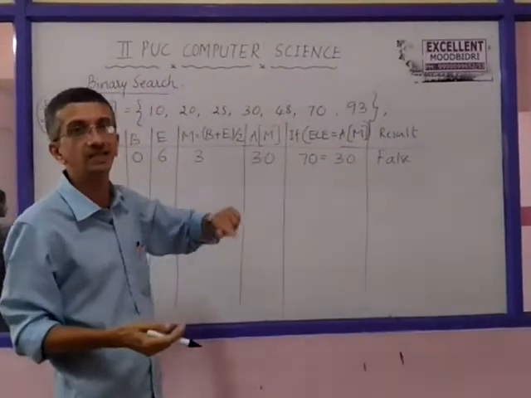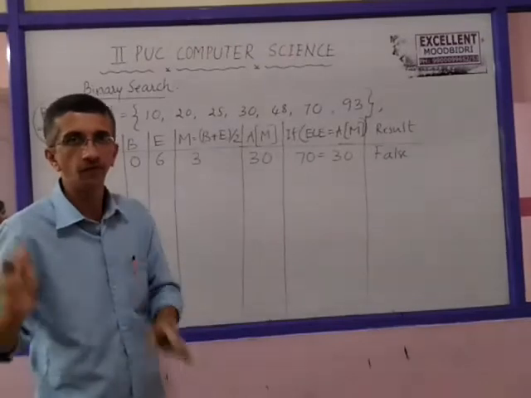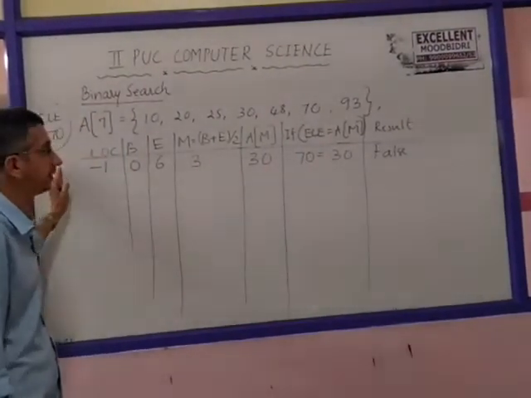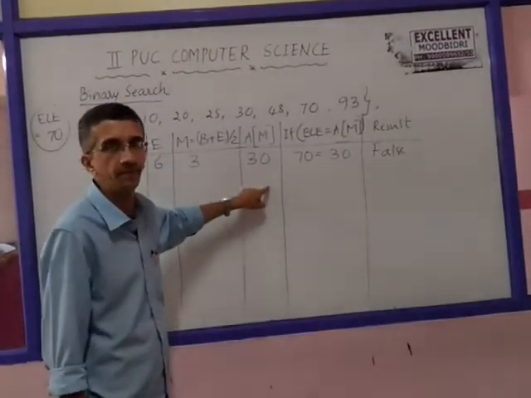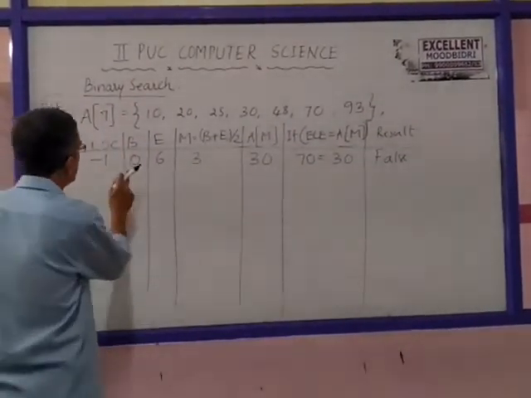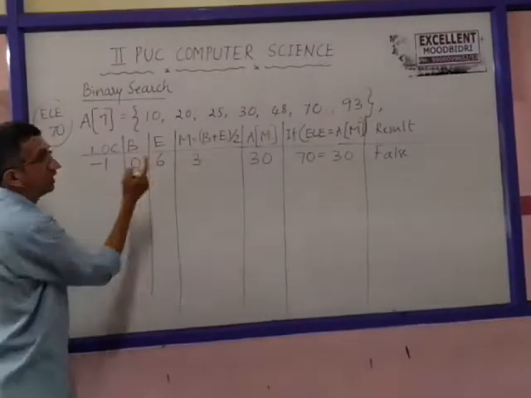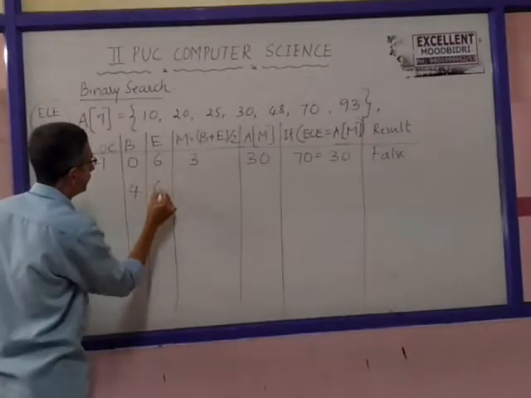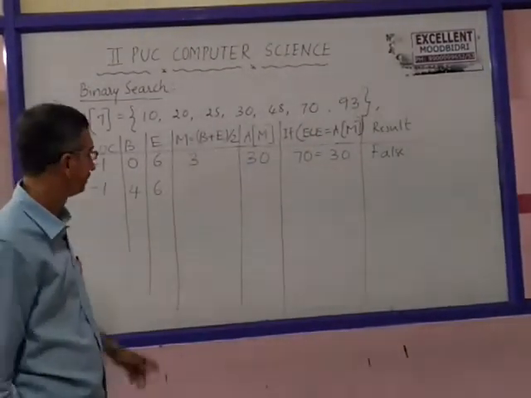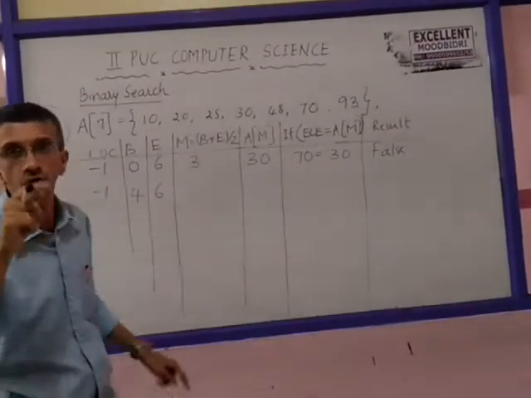So it comes into the else section. Else means it should be in the upper half. The search element is more than the mid element, so beginning should be mid plus 1. Beginning is 0, mid plus 1, so beginning becomes 4. End we have not changed, so end remains at 6. Location we have not changed; it remains at -1.